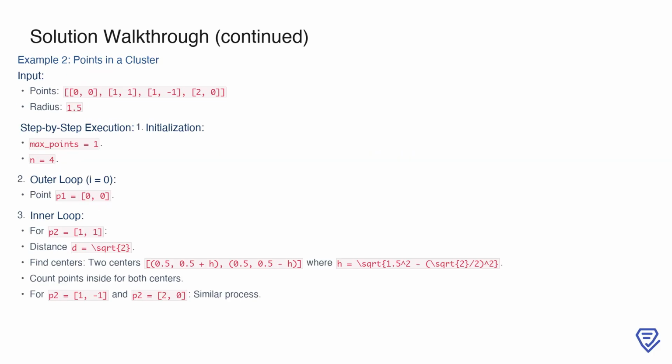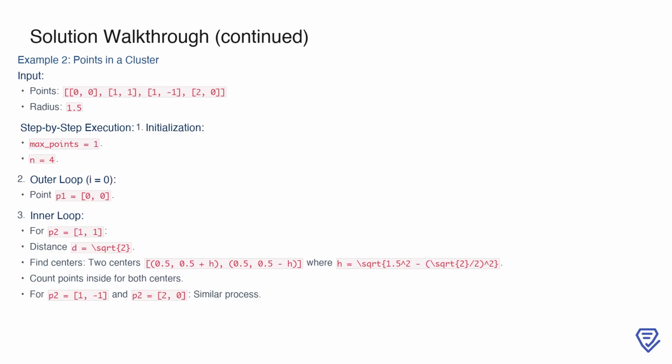In the second example, the points form a cluster, and the radius of the circle is 1.5. We initialize max_points to 1 and note that there are 4 points in total. Starting with p1 equals 0, 0 as the reference point, we calculate distances to all other points. For p2 equals 1, 1, the distance is square root 2, and we calculate 2 potential circle centers based on the midpoint and vertical offset.